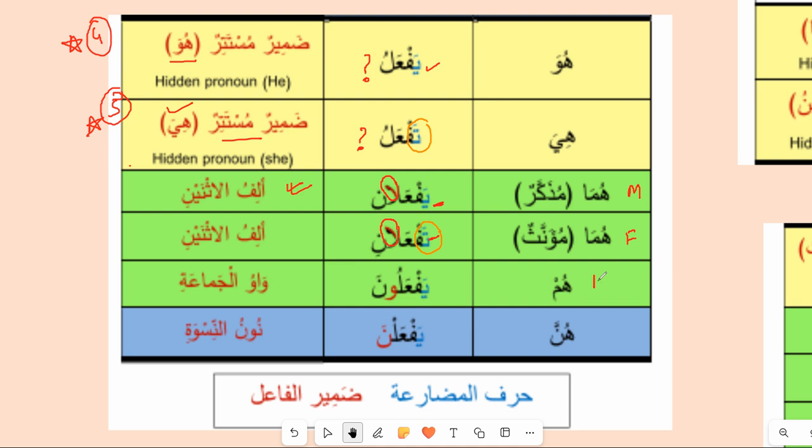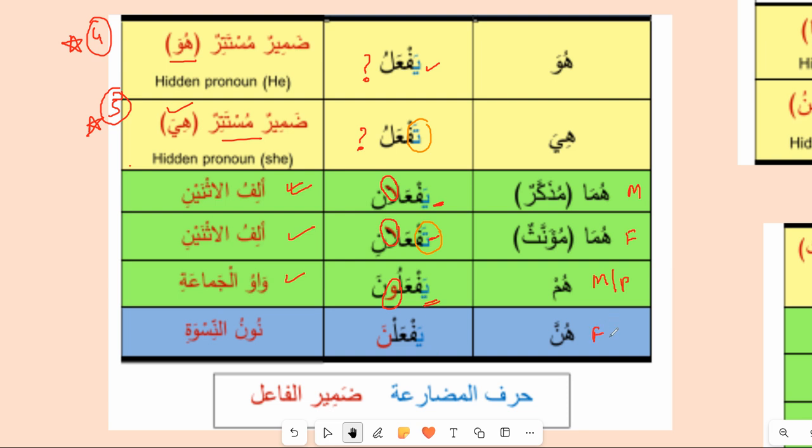Now coming to the male plural, as you see, the ya showing the male and the ghaib, and waw al jama, the same damir, same name here, and you can see yaf'aluna. The only difference from taf'aluna is that it's yaf'aluna, the harf mudari.